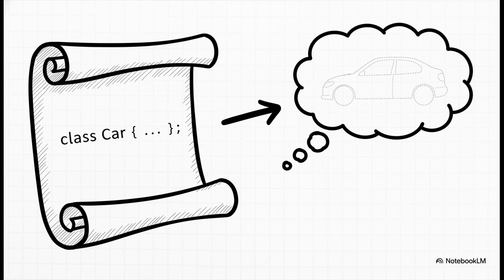So the very first step is to define our blueprint in the code. We start with this line, class Car. And inside those curly braces, we'd list all the attributes and methods we just designed. Now remember, this step doesn't create any cars yet. It just teaches the computer how to build a car.